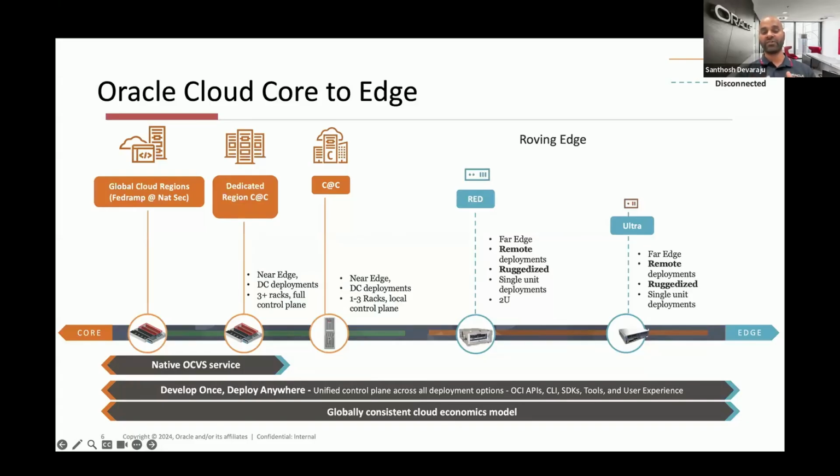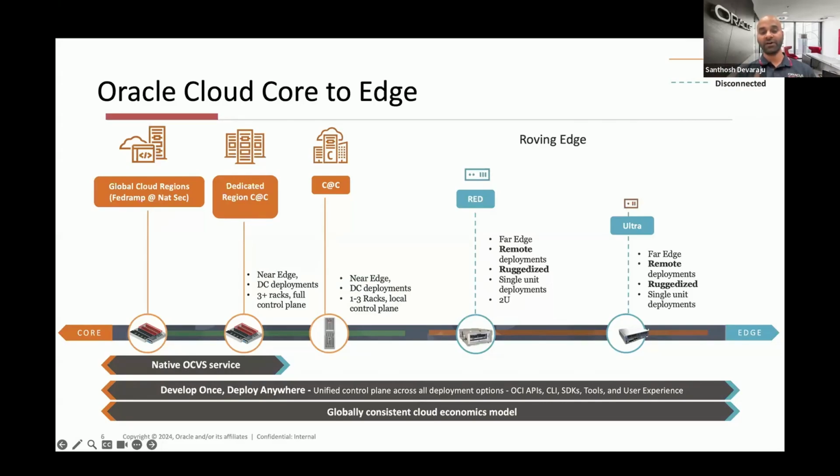To start with, we have something called Dedicated Region, which means the same exact public cloud which is available, whether it's Mumbai, Singapore, Melbourne, or Sydney, can be built in the customer data center behind the customer firewall, where the customer is a single tenant with access to all 200-plus capabilities.